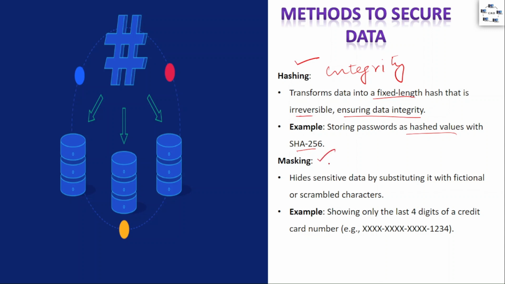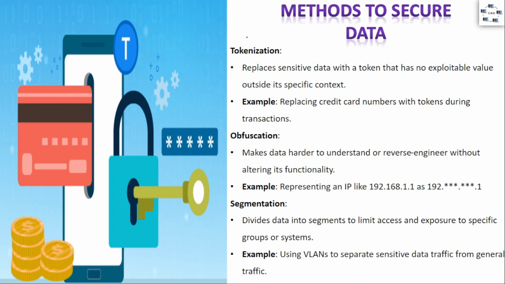Masking is another data security concept which hides sensitive data by substituting it with fictional or scrambled characters. For example, showing only the last four digits of a credit card number. So this is basically the masking technique. Tokenization is another method to secure sensitive data. It replaces the sensitive data with a token that has no exploitable value outside its specific context. Example: replacing credit card numbers with tokens during transactions.